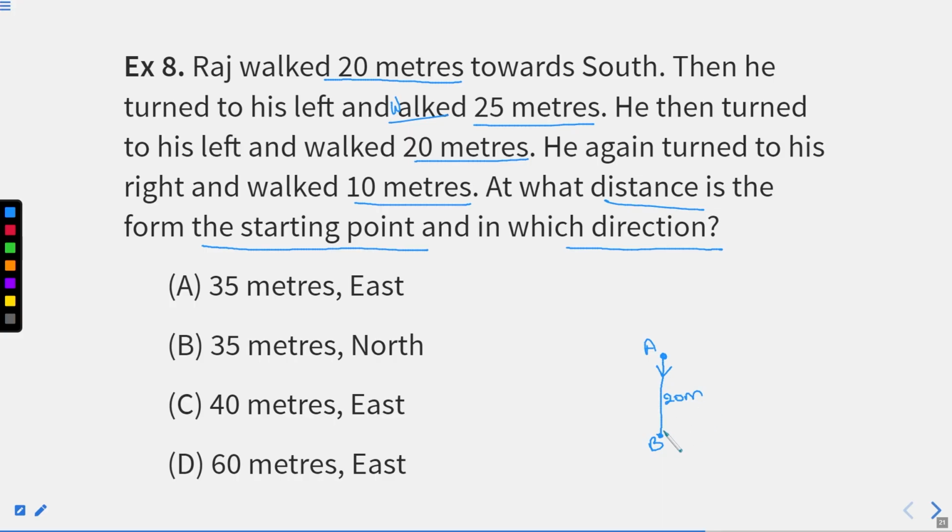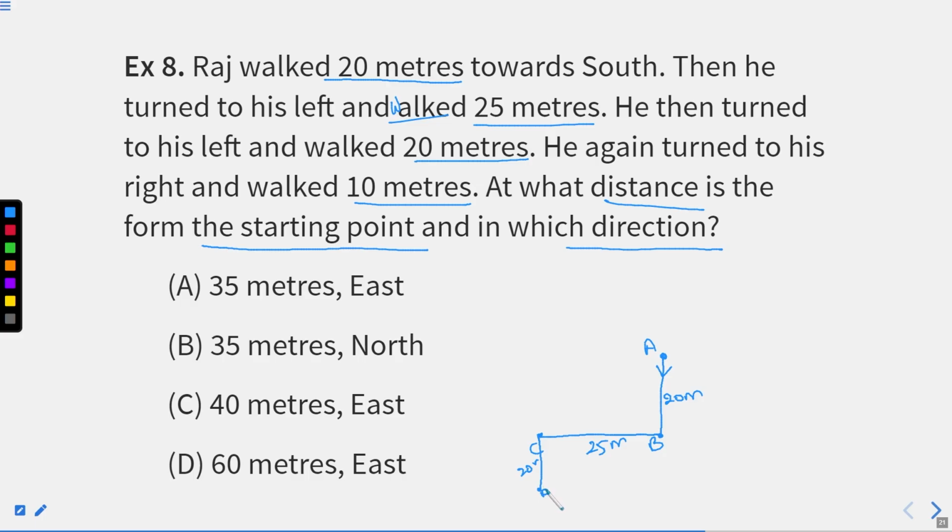Then he turned to his left. His left will be this, and he walked 25 meters. I hope this part is clear till point C, right? He then turned to his left again. He'll move downward again and walked 20 meters again, right? So this point we'll consider as point number D, right?